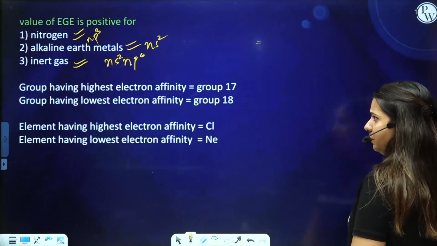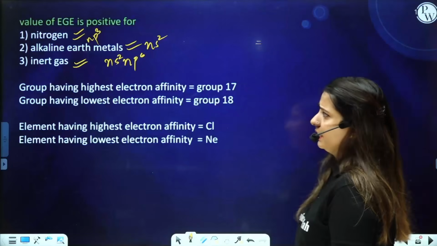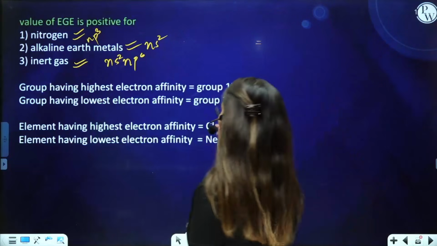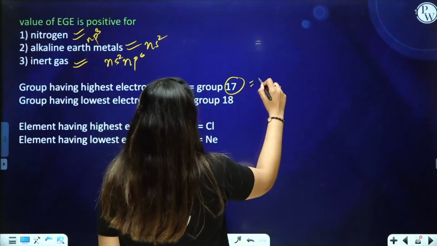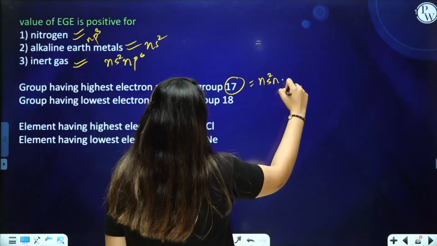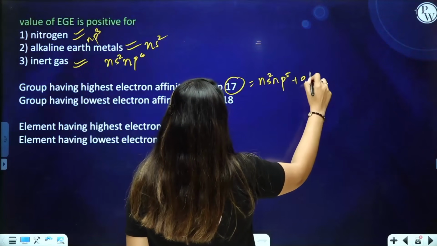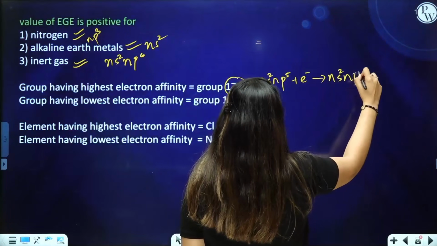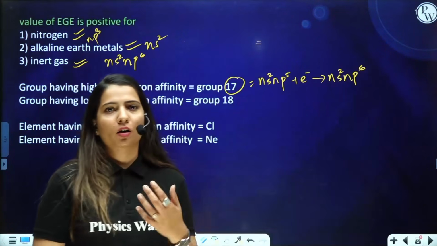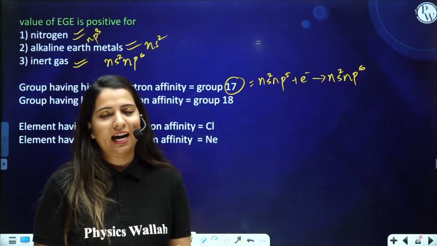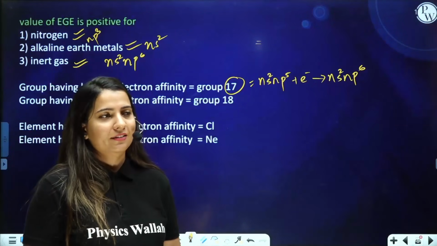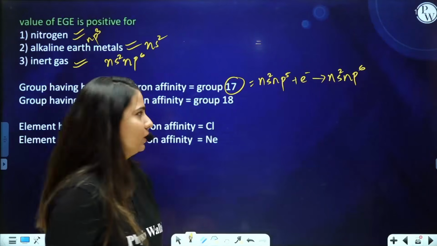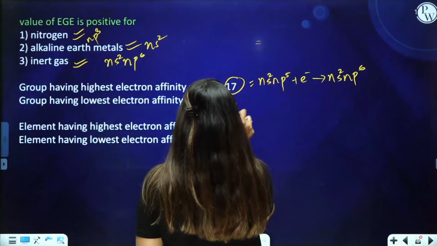Now, which group has the highest electron affinity? That is group number 17. Do you know why it is so? Because they have the electronic configuration ns2 np5. After accepting one electron, they become ns2 np6. They become like the noble gases, they become stable. So why would they not require the electron? They need just one electron to get stabilized.